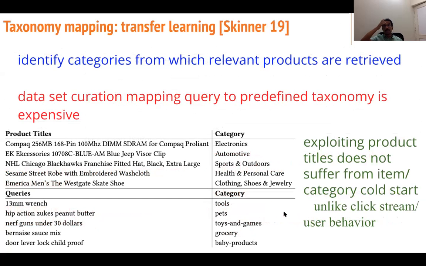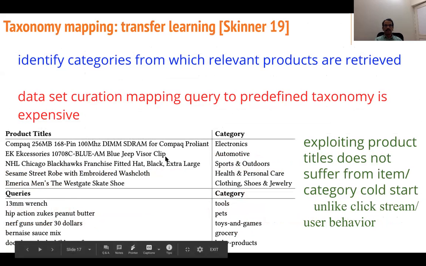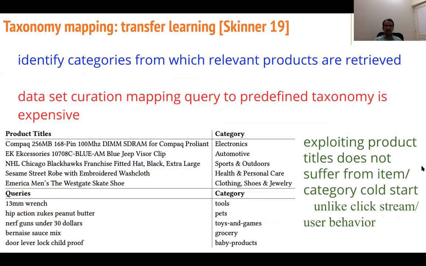The next is taxonomy mapping with transfer learning. Identify categories from which relevant products are retrieved. For dataset curation, mapping queries to a predefined taxonomy is expensive. The solution approach is exploiting product titles, which does not suffer from item category or cold start, unlike extreme user behavior. Products are basically mapped to a well-defined taxonomy. Transfer learning utilizes such knowledge present within the source domain, that is product classification, to improve the task of query categorization within a target domain.